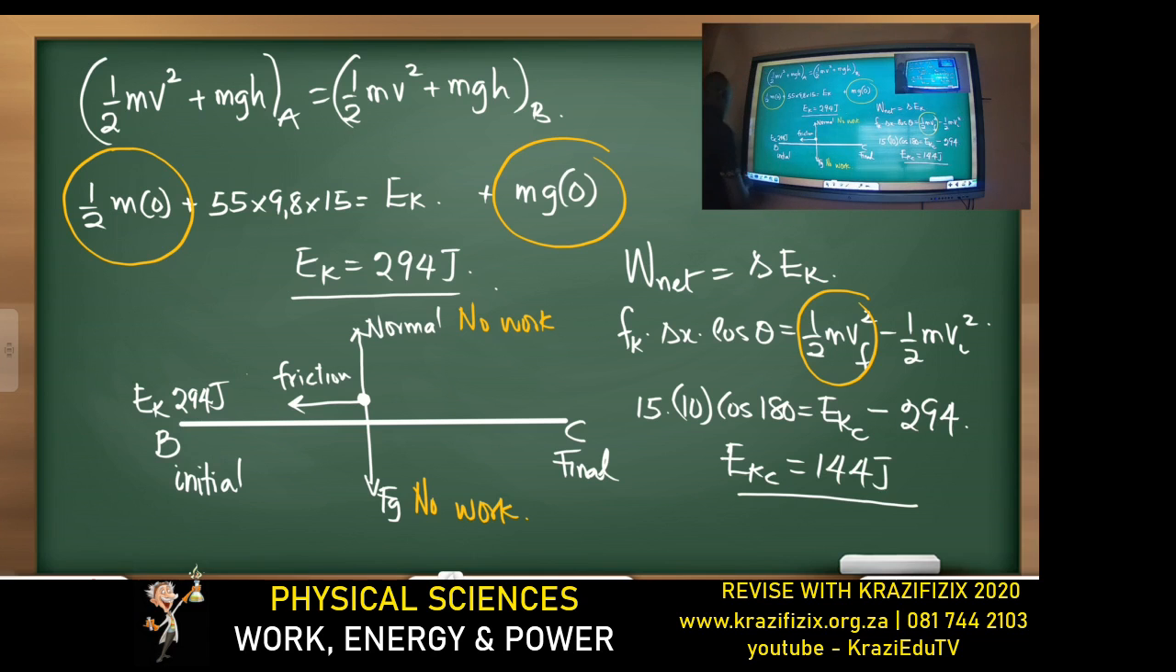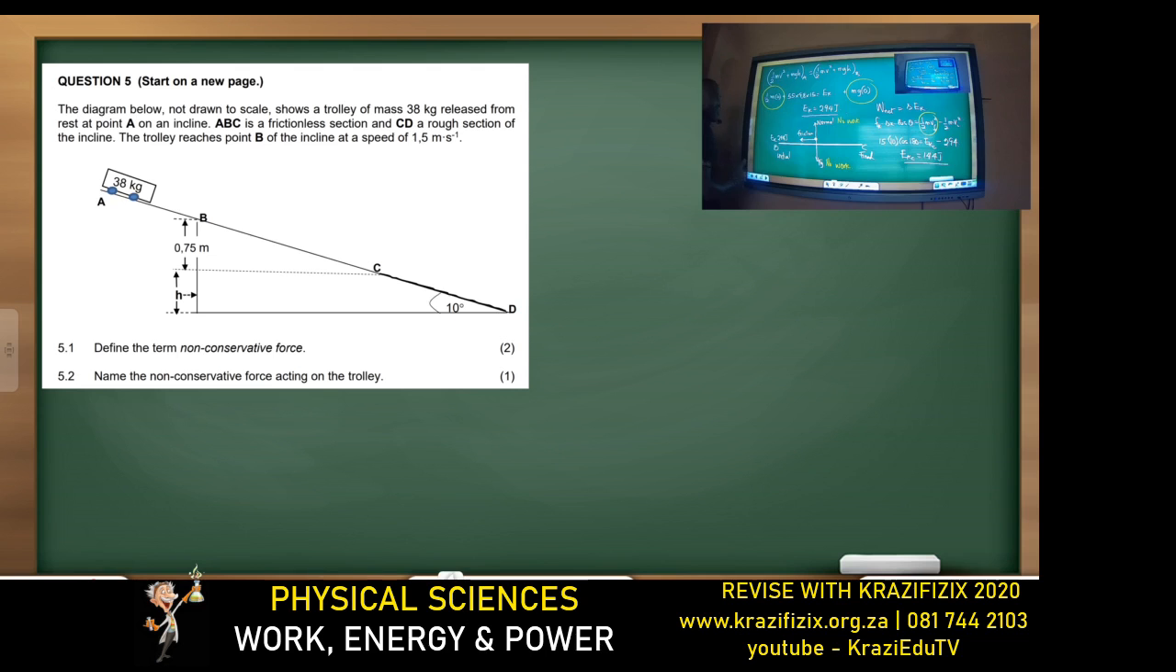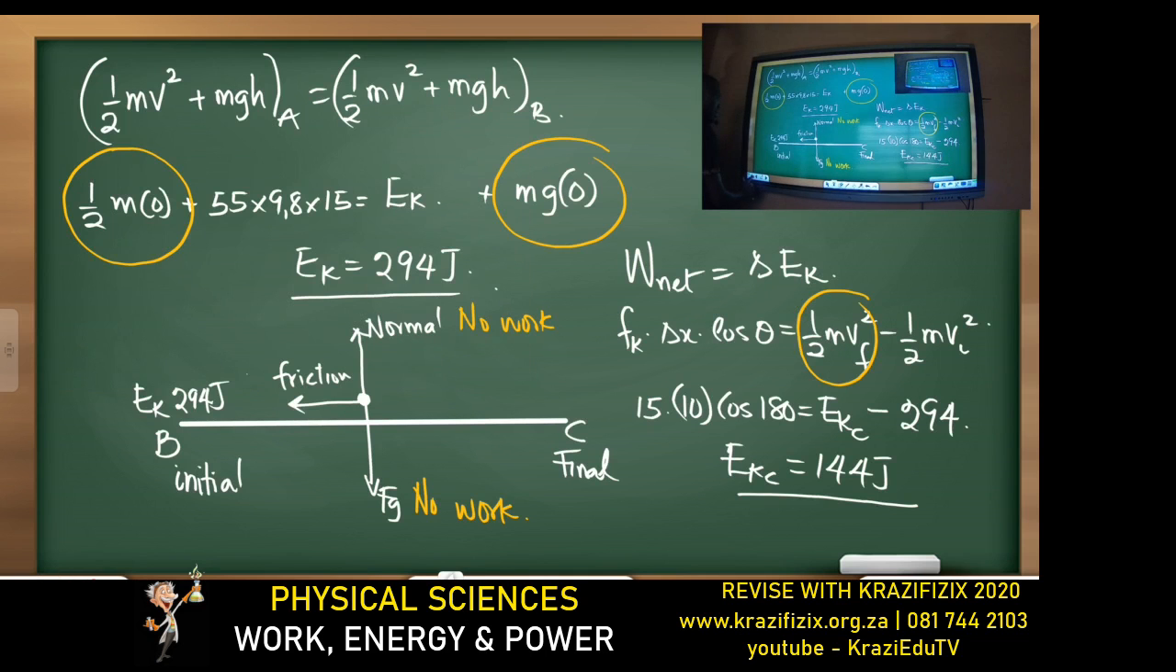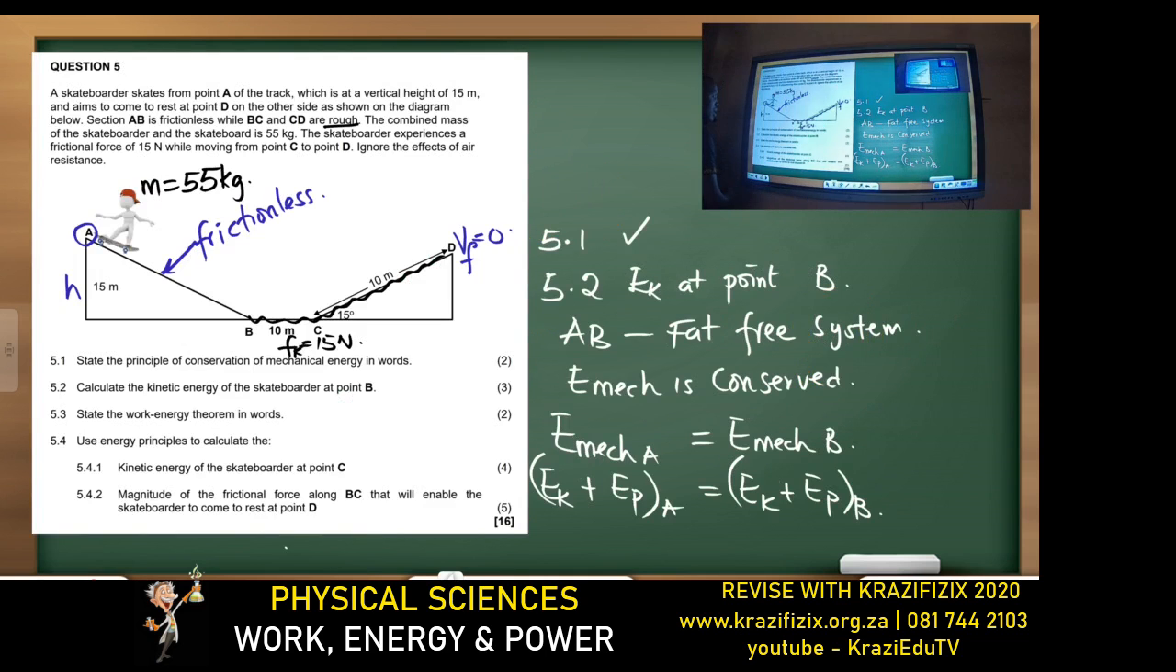Awesome. Let's quickly get through the last question. I hope it's making sense. Simplified. Oh no, we're not going here. Time will not allow us to go here. Now calculate the magnitude of the frictional force along BC that will enable the skateboarder to come to rest.